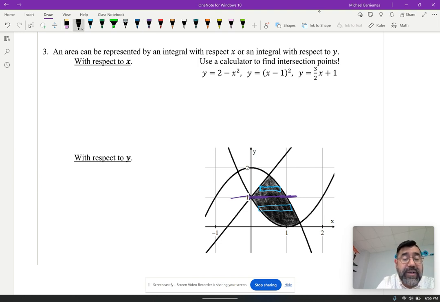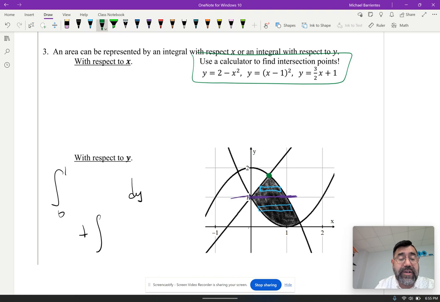So here's what I know. I know that there's going to have to be two integrals anyway if I'm going to do it with respect to y. The first integral is going to go from 0 to 1. These are y values, so I'm going to put dy. Plus, the second integral is going to go from 1 to whatever this intersection point is. And the thing is, I don't know what this intersection point is, which is why they said to use a calculator to figure this out. So this goes from 1 to whatever that intersection point is. I'm going to call it B.